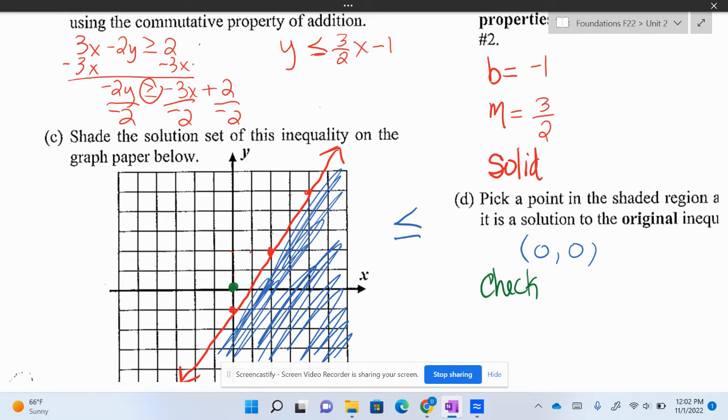If we check the point 0, 0, should it work? No, we should get something that's not true. When we check that, we should come up with a statement that is not true because it is not in the shaded region. So let's check. Is y, 0, less than or equal to 3/2 times 0 minus 1? This says 0 is less than or equal to -1. Is 0 less than -1? No, it is not. That is not true. That's why the point 0, 0 is not in the shaded region.